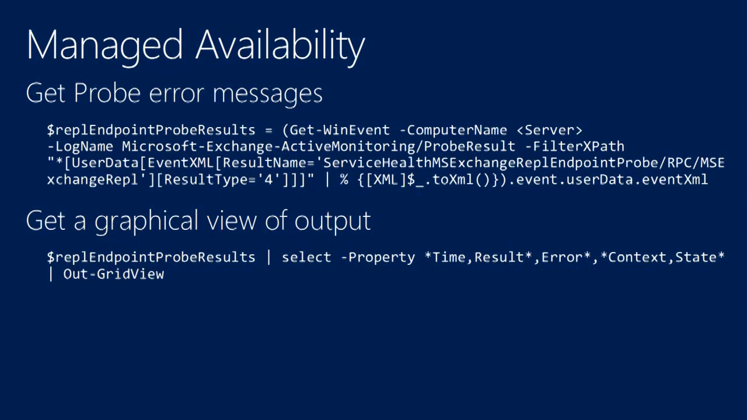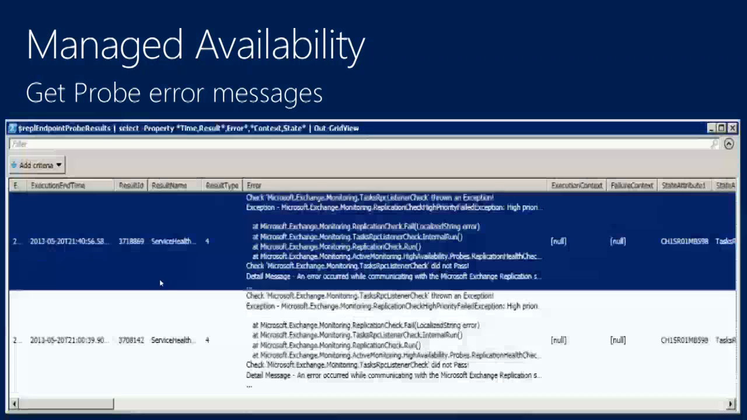So to get that graphical view of the output, I'm going to take the output from this commandlet and pipe out some of the values here, and then pipe that out again to this Out-GridView. And when I do that, I end up with this nice little grid view of information, and you can see things here that say why the RPC task listener failed, or what the exceptions were. These are the actual error messages encountered by the probes as they attempted to validate that the service was running.